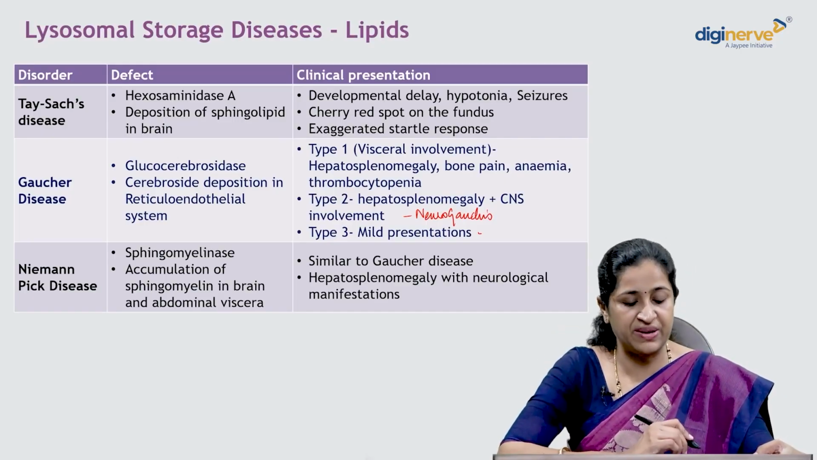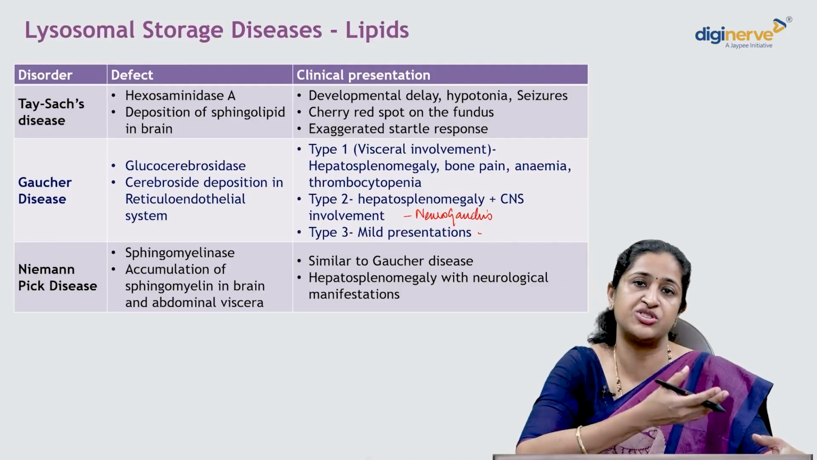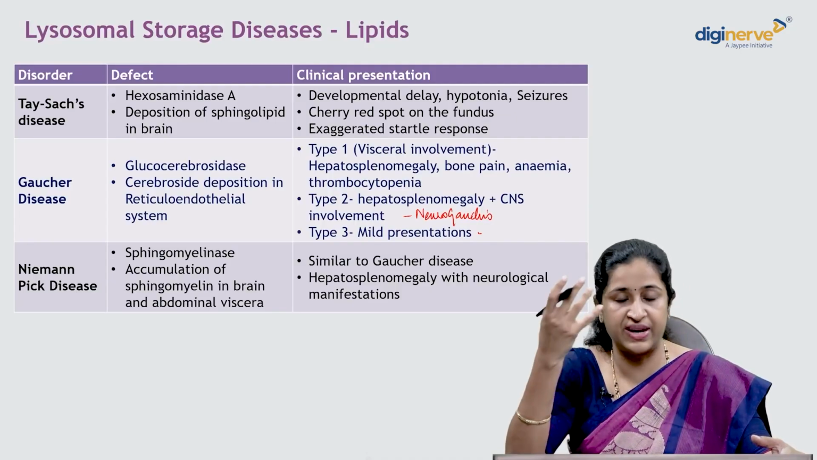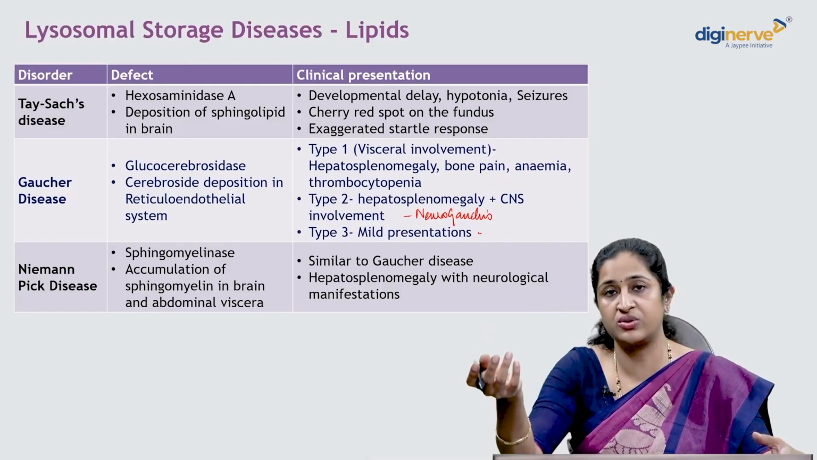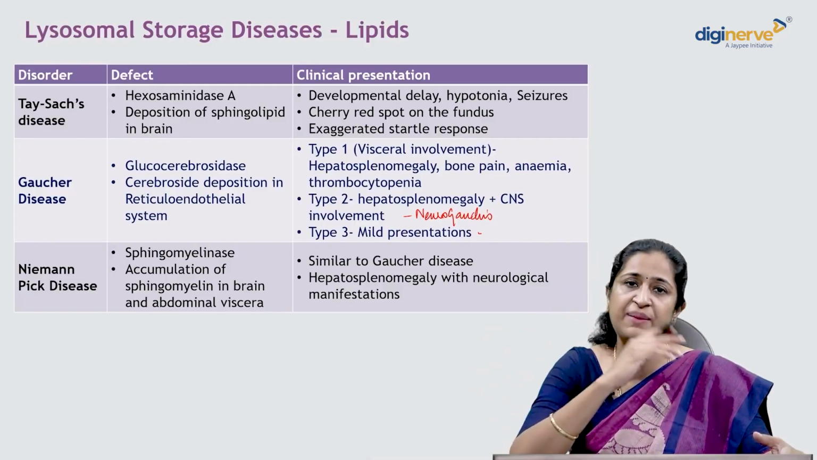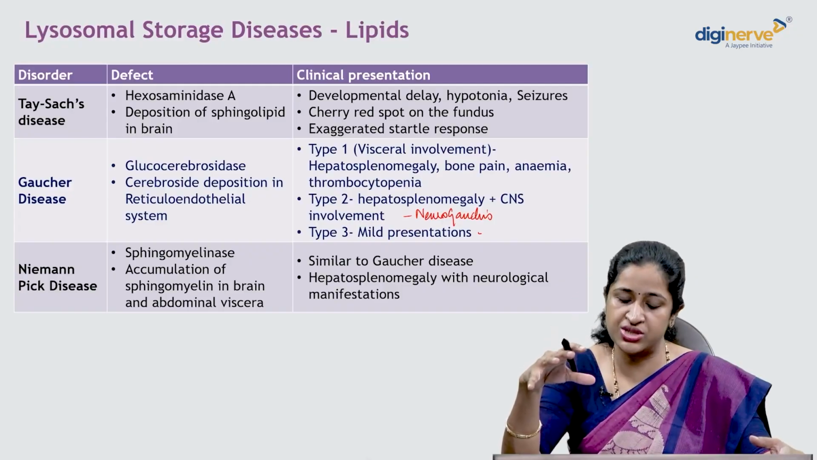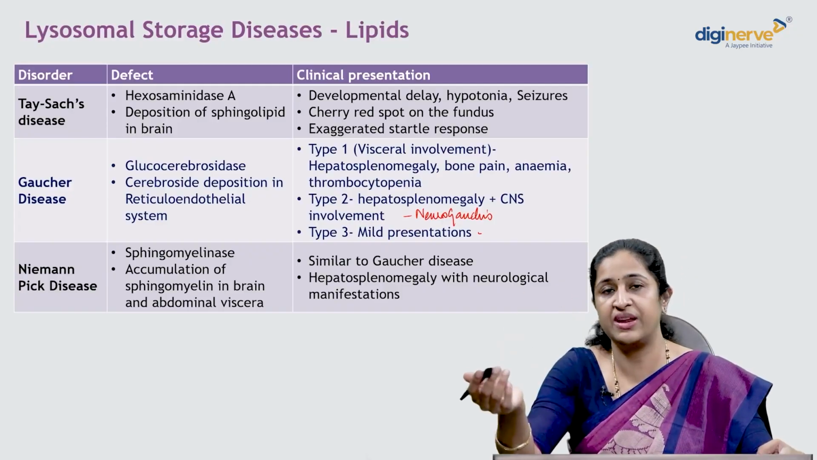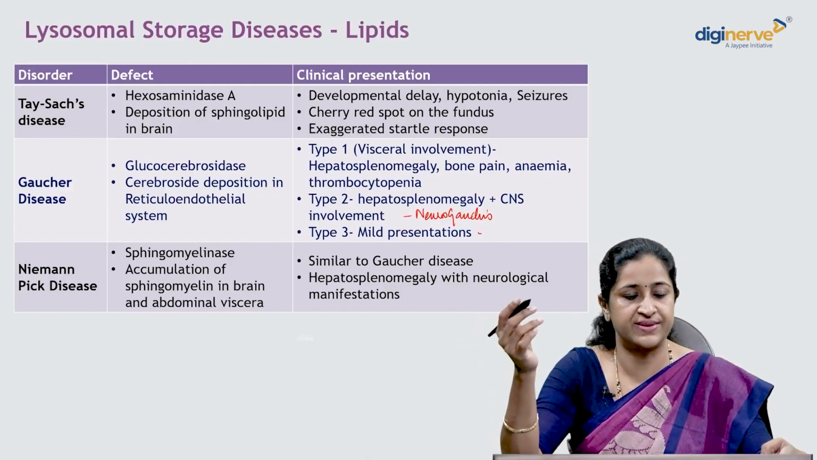Niemann-Pick disease. Niemann-Pick disease is sphingomyelinase deficiency. So again, you have the deposition of this abnormal sphingomyelin in the brain and abdominal viscera and reticuloendothelial organs. Niemann-Pick presents very similar to Gaucher's. So you have hepatosplenomegaly with neurological manifestations.